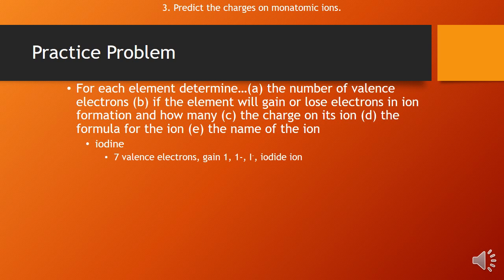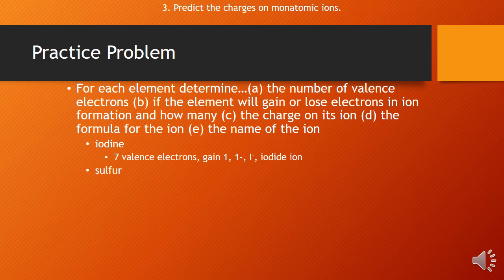Here are the answers. Iodine has 7 valence electrons. We know that because it's in group number 17. So it'll gain 1 to fill its octet. Its charge would be 1 minus. The formula is I minus. This is the capital letter I here, at least it is in this particular font. And then the name would be the iodide ion. Again, the monatomic anions, we use the IDE ending.